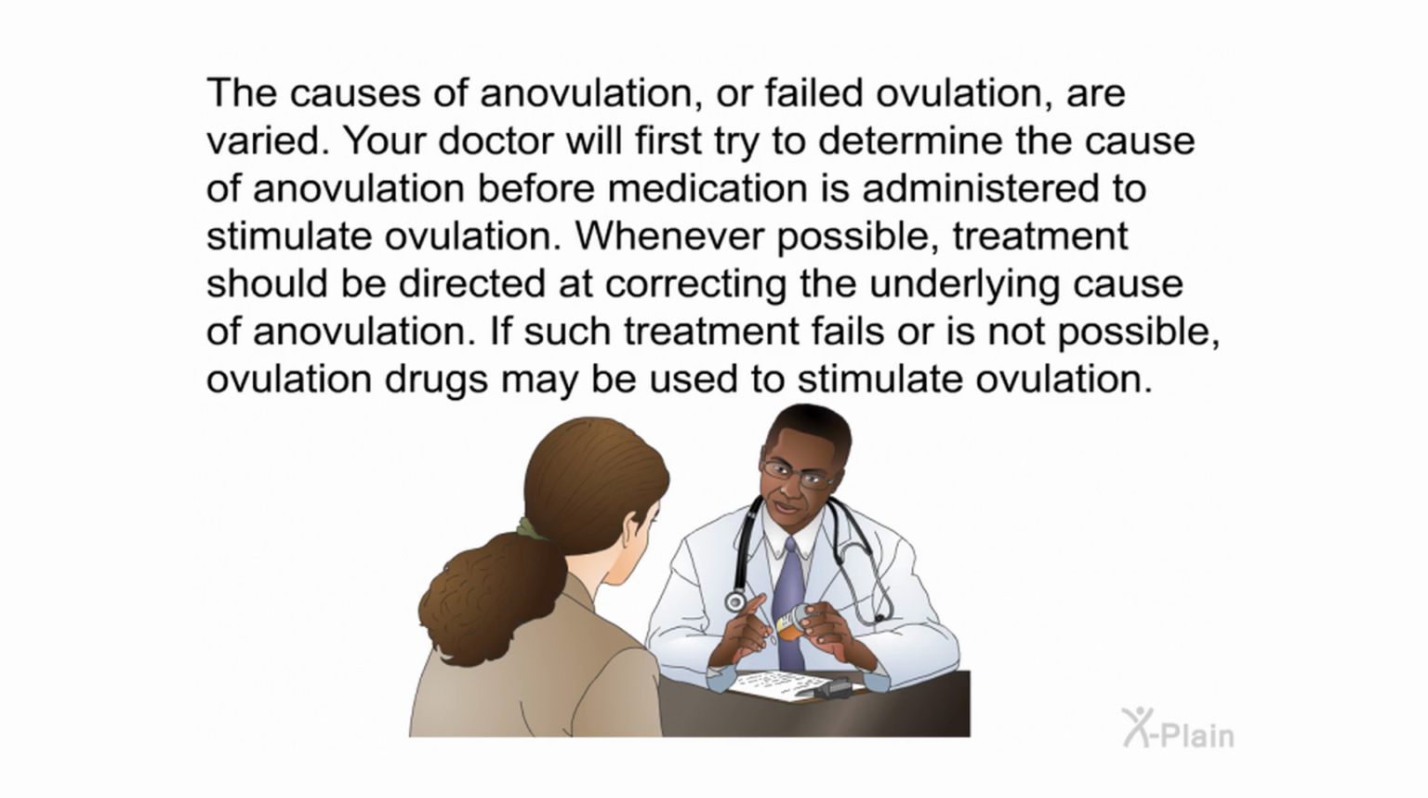Anovulation. The causes of anovulation or failed ovulation are varied. Your doctor will first try to determine the cause of anovulation before medication is administered to stimulate ovulation. Whenever possible, treatment should be directed at correcting the underlying cause of anovulation. If such treatment fails or is not possible, ovulation drugs may be used to stimulate ovulation.